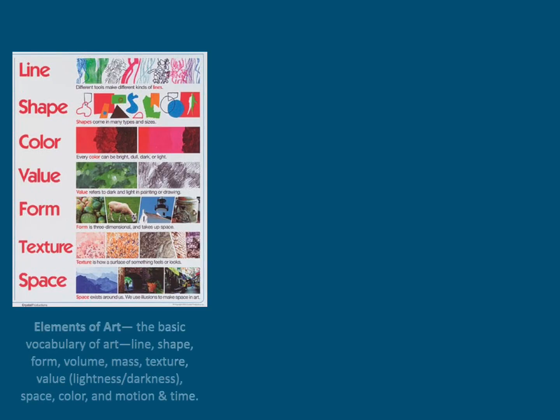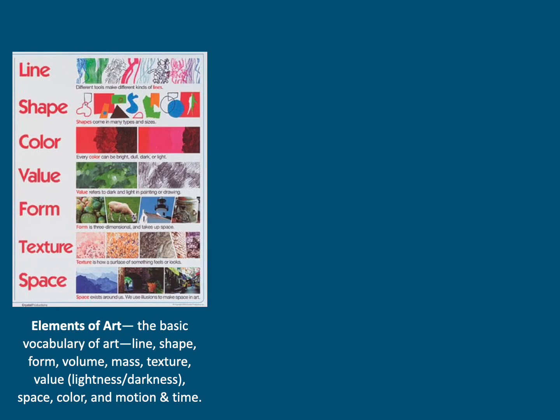These are the elements of art. The book includes a few more. Line, shape, color, value, form, texture, and space. These are basic categories that artists train in and cultivate.